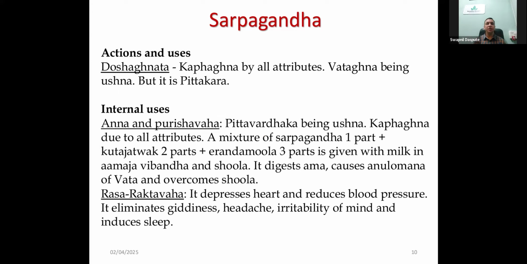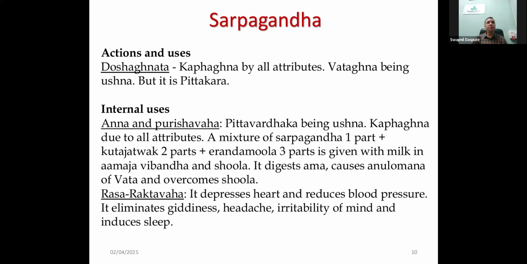Initially it becomes study and keeping in mind, but as you start using it on a regular basis, then you don't really have to keep it in mind. It becomes like your lifestyle. Actions and uses: Doshaghna, Kaphaghna by all attributes, Vataghna; being Ushna it is Pittakara. So Sarpagandha is Pittakara and should be used very wisely.